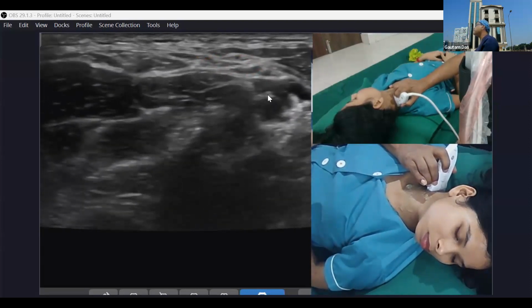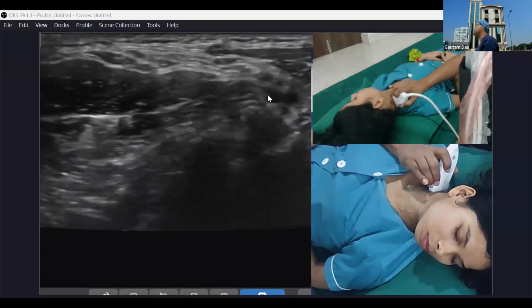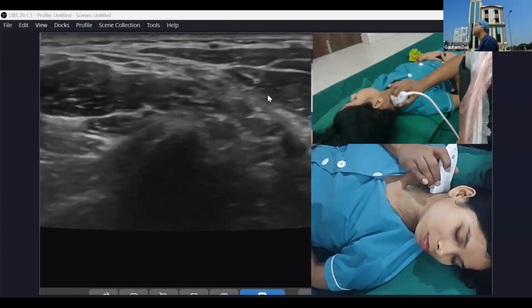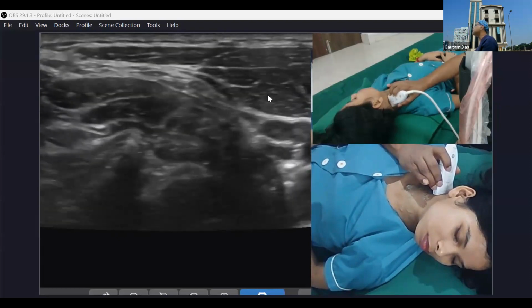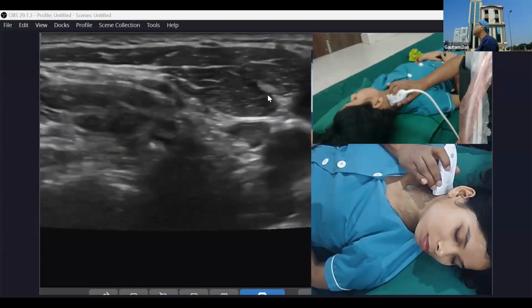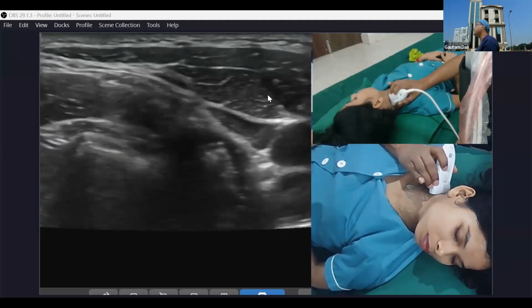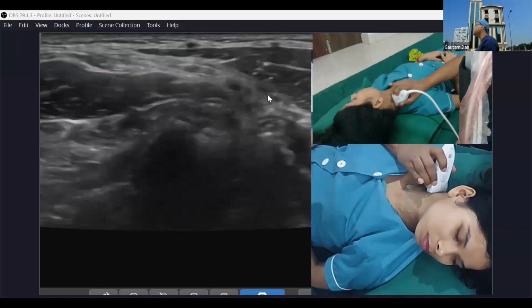If I'm going above, you see this nerve is appearing and then wrapping the posterior border and then going anterior to the sternocleidomastoid. So this is your greater auricular nerve. I'm keeping just below the yellow marker. It is coming down, and it is wrapping around into the cervical plexus. This is your greater auricular nerve.